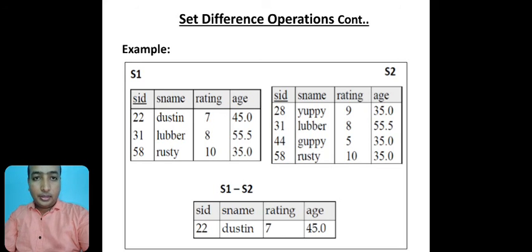So from just the observation you can find that the SID with number 22 is present in S1 and it is not present in S2. Therefore, the output of S1 minus S2 will be 22 with S name as Dustin, rating as 7 and age as 45. So this is how the set difference operation in relational algebra will work.